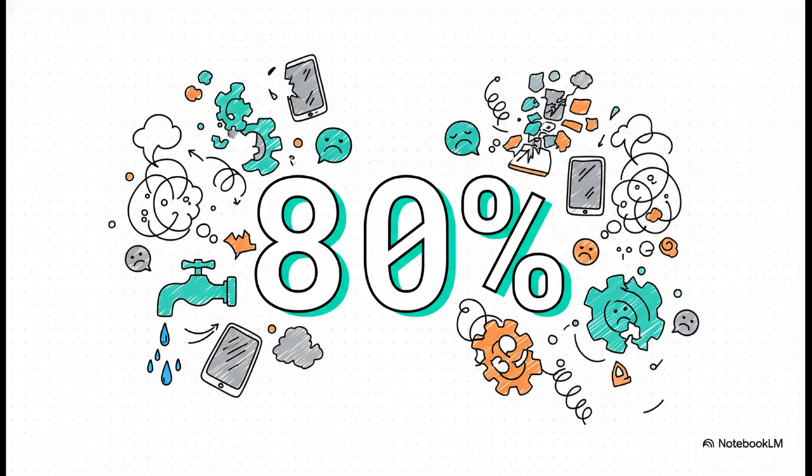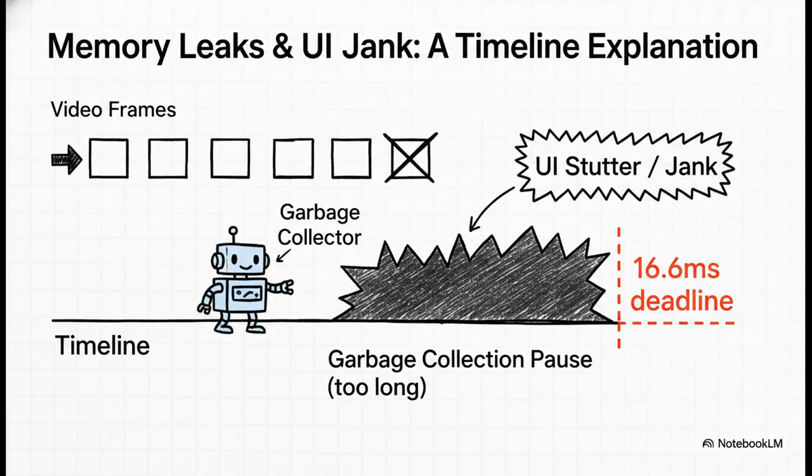Evidence suggests that for apps that run for a long time, a massive 80% of those application not responding errors are caused, at their root, by memory leaks. 80%. This isn't some small edge case bug. This is very often the main villain of the story. So what's actually happening here? Why do leaks cause freezing?